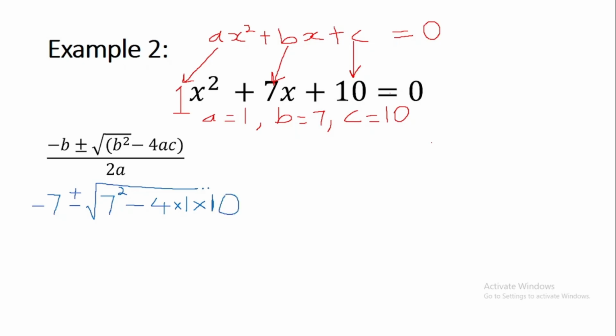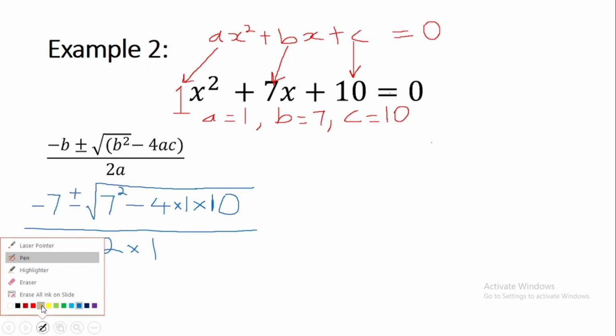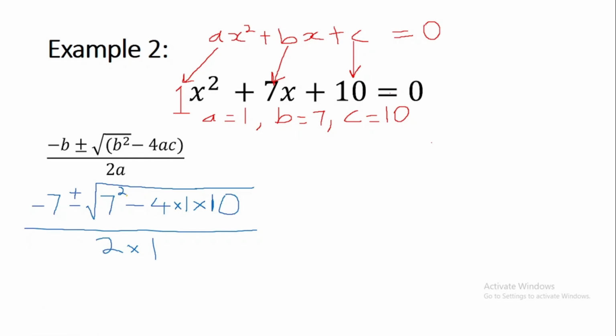All over 2 times a is 1, so 2 times 1. Alright, also remember that when we're multiplying, we're going to multiply everything in here before we do anything to that negative 7. So let's quickly do that right here.